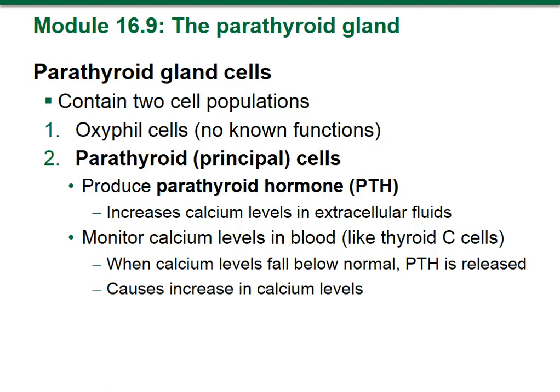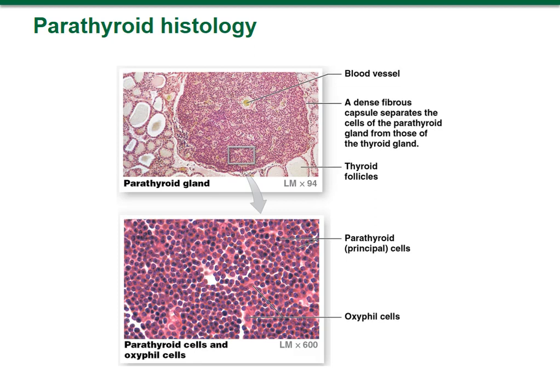Okay, so these cells, the principal cells, monitor the calcium levels in your blood. So if your calcium levels fall below certain normal levels, parathyroid hormone is released, and that does cause an increase in your calcium levels. You would have seen these in the laboratory when you looked at them in the microscope. And you would have seen them in the same slide that had the thyroid gland on it, because it's right on top of it, a superficial group of cells, and they're really tightly packed, dense cells to the side.